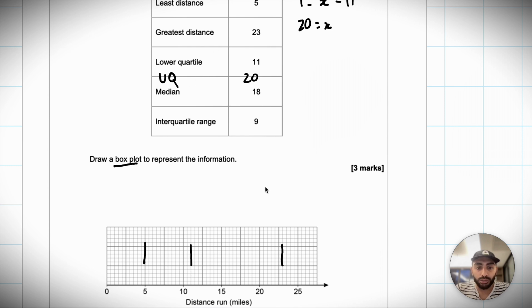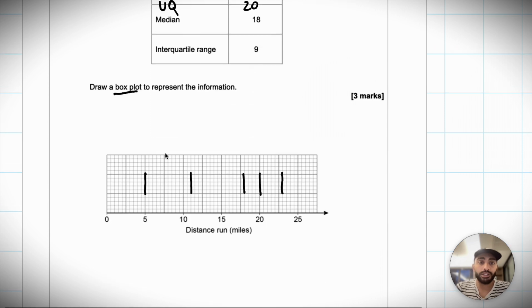Upper quartile is at 20. Median is at 18. This is 15 and this is 20. Halfway between them will be 17.5, so it'll be the one just next to that. Then I just need to connect these up.